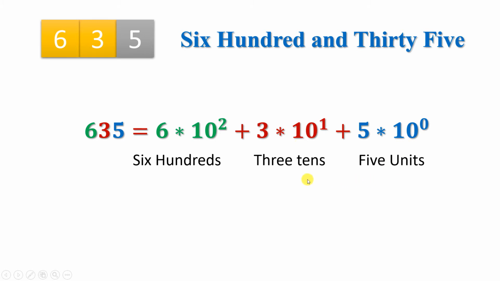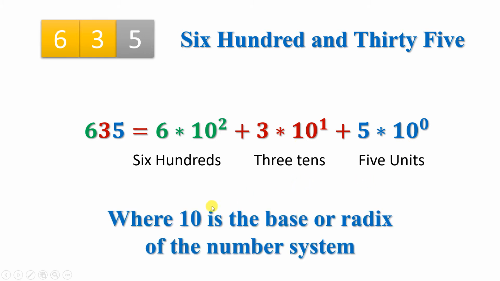This is an important thing which you should note, where 10 is the base or the radix. It is also called the radix of the number system. So the base of the number system plays a very important role in finding out the value of the numbers, and that gives the value of the number based on the position. So this is the third position, so it is 10 raised to 2. This is the second position, so it is 10 raised to 1. This is the first position, so it is 10 raised to 0.